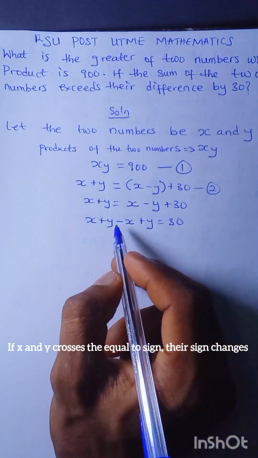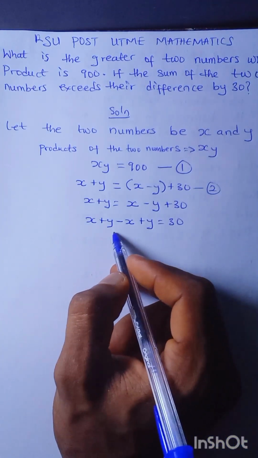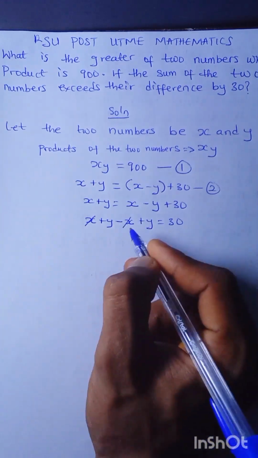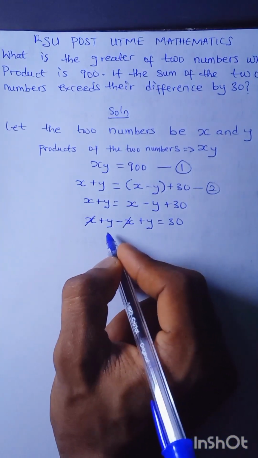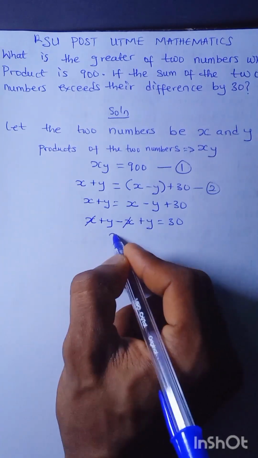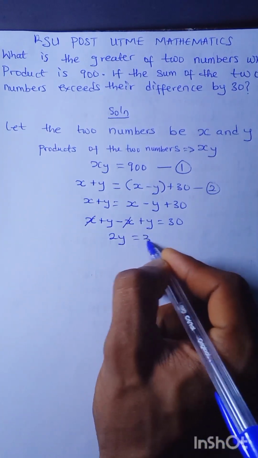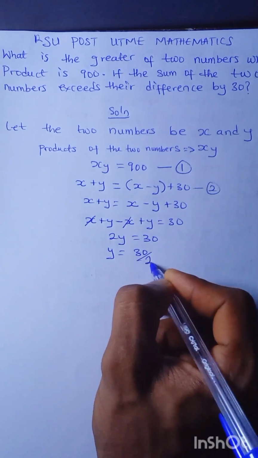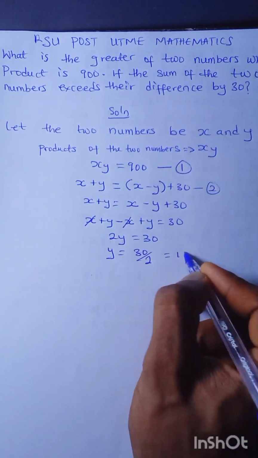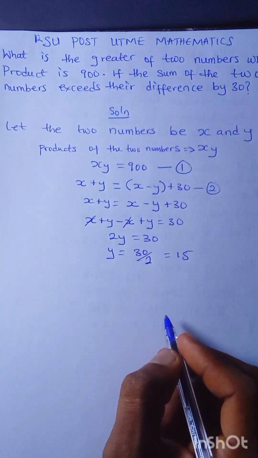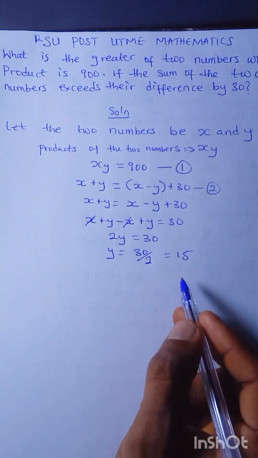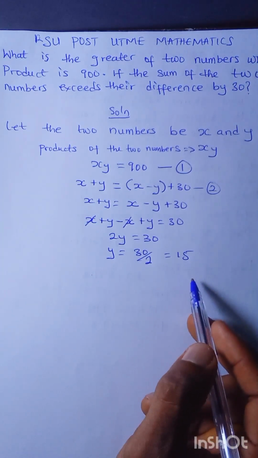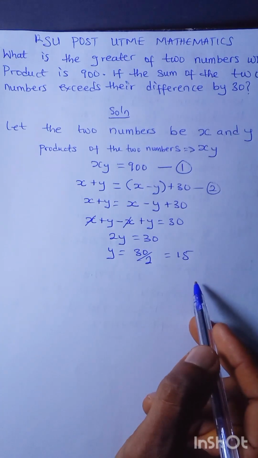Now as you can see from the left side of the equation, positive x and negative x cancel, and what we have is plus y plus y, which is 2y, equal to 30. So y is equal to 30 over 2. Simply divide both sides by 2, and we have that y is equal to 15. Now we've gotten the value of y, and remember we are to find the greater of the two numbers.